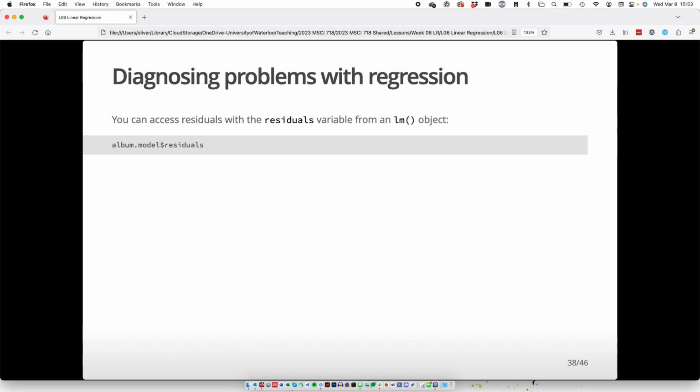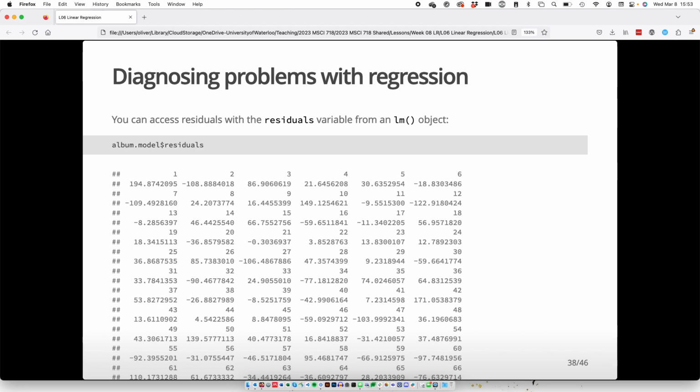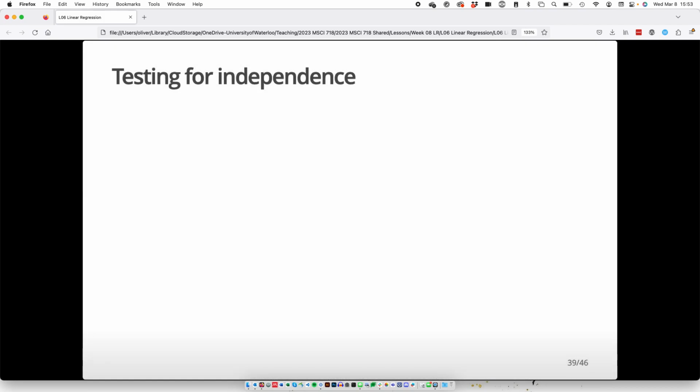So if you create an LM model, you give the $, then type in residuals, you get the residuals for every data point. This tells you the difference between the predicted value and the actual value, right? Or sorry, the other way around, I think. The actual value minus predicted. Yeah. So what you do is you can do some tests.